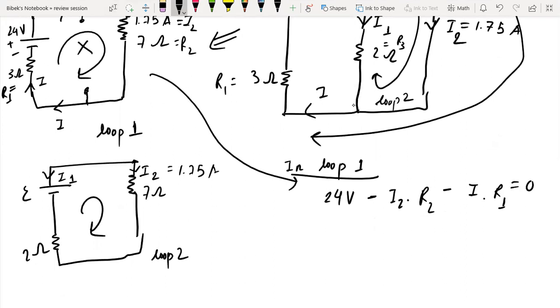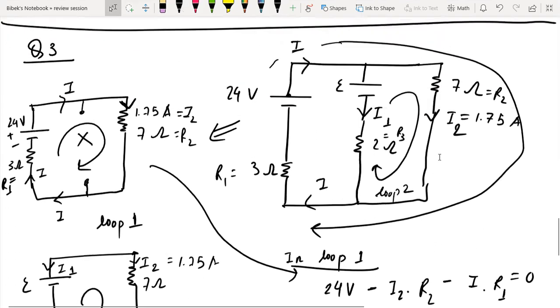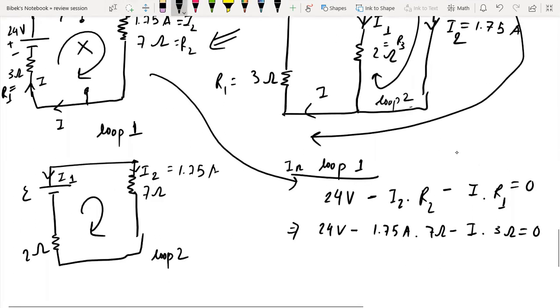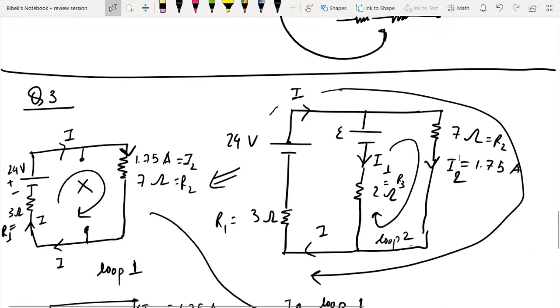That will be 0. Okay, so that is 24 volts minus, what is your I2? That is 1.75 ampere times your R2, which is 7 ohms, minus, you don't know the value of I, so I'll leave it to be I. R1 is 3 ohms, that's 0. Okay, so if you solve for I, then you'll get 3.80 ampere. Okay, so this I here is 3.8.